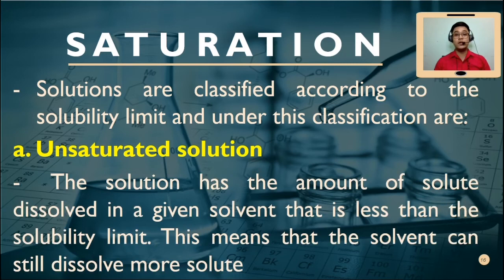So what is an unsaturated solution? This is a solution that has an amount of solute dissolved in a given solvent that is less than the solubility limit. And that means that since it is still less than the solubility limit, the solvent can still dissolve more solute. For example, if you are preparing milk or any beverage, the more you add solute, you will see that the solubility limit of the specific solvent, or the water, is high. And that is under the unsaturated solution.